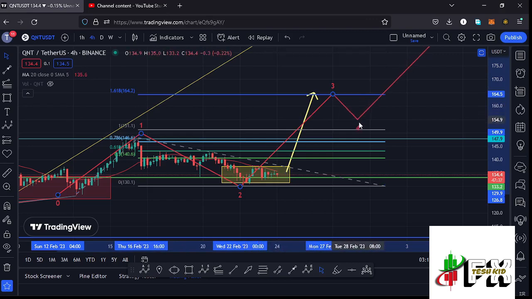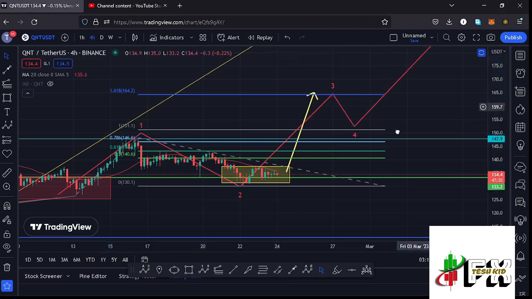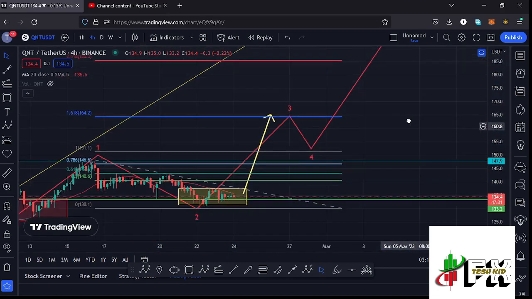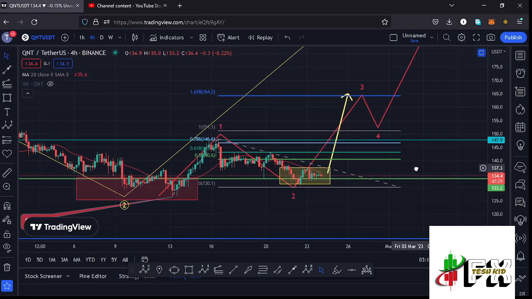And once the high for that wave 3 is in, expect a wave 4 and then push even higher in the formation of that wave 5 to the upside. So that is what I'm expecting here on the short-term scenarios.